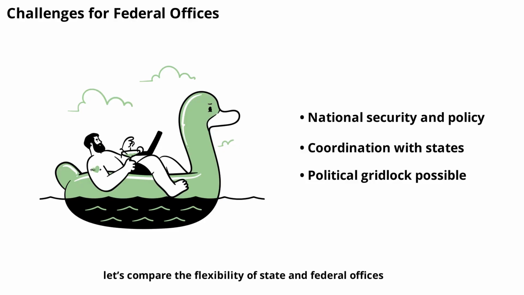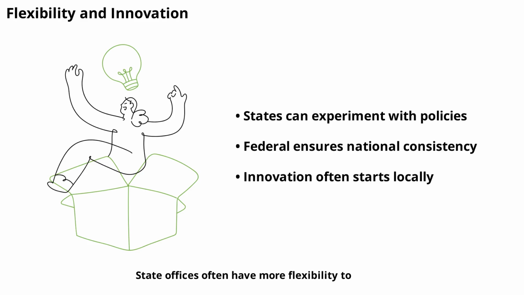Next, let's compare the flexibility of state and federal offices. State offices often have more flexibility to try new policies and respond to local needs. They can serve as laboratories of democracy, experimenting with solutions that, if successful, may be adopted by other states or even at the federal level.